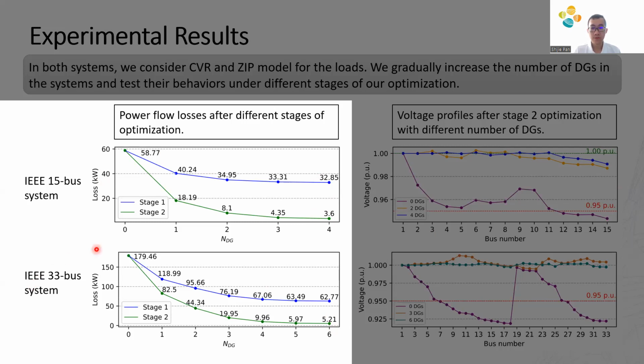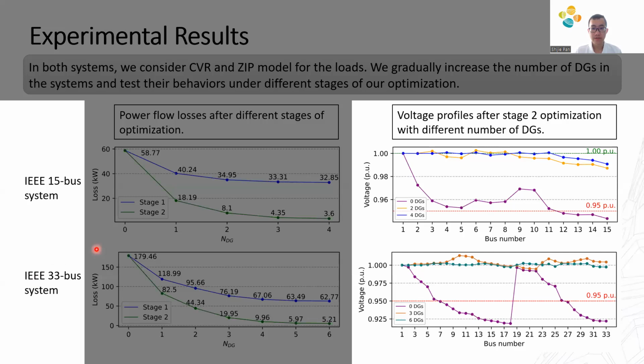What's more, if we look at the voltage profiles of the systems, we can see that before the optimization, which is what the purple lines show, the voltages are low and even violate the limit, which is 0.95 per unit. This is even more serious in the IEEE 33-bus system. But after the optimization, the voltages are pulled up and can be well maintained at 1 per unit, which is quite good.